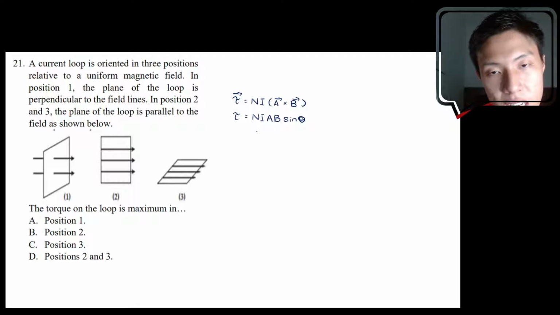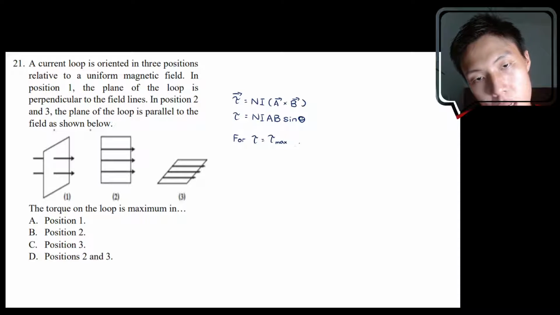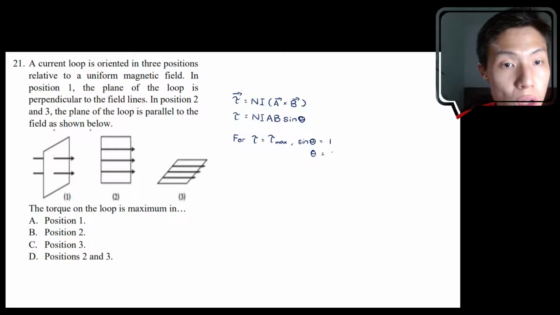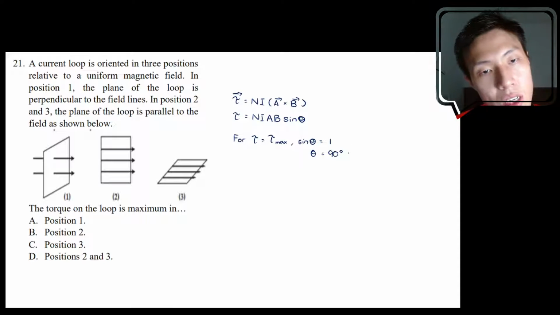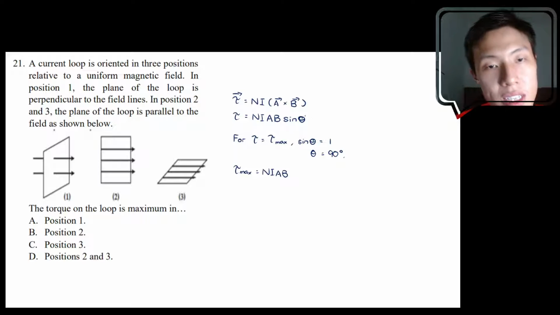Okay, so you know that in order for your torque to be maximum, for torque to be maximum, your sine theta must be equals to 1. Okay, so sine theta equals to 1 means your theta must be equals to 90 degree. Okay, then only your torque max will be equals to NIAB. Okay, so what does it tell you? This theta here is the angle between A and B.